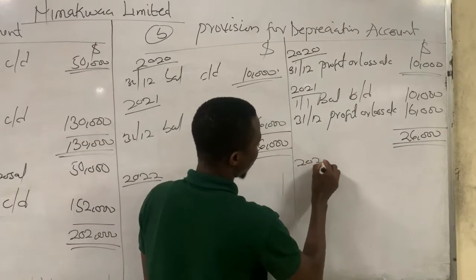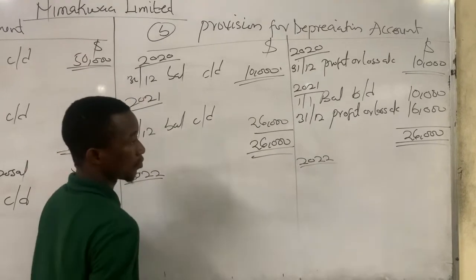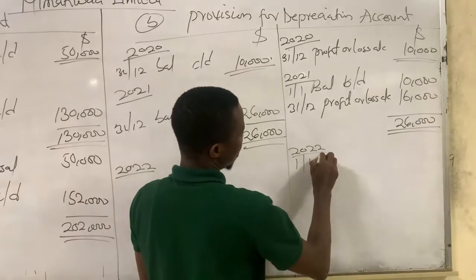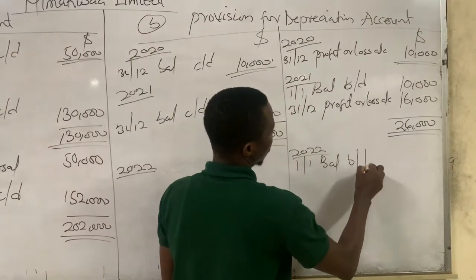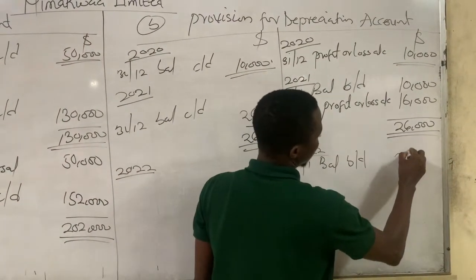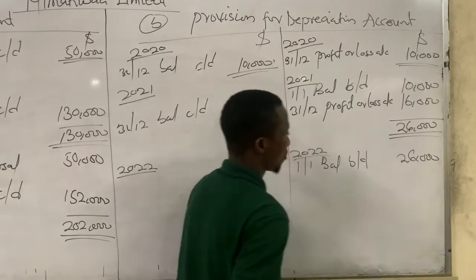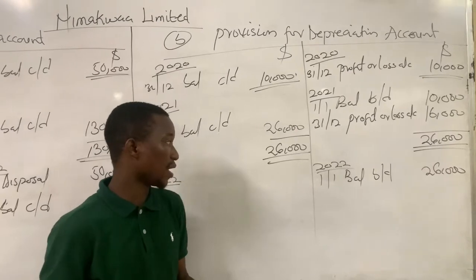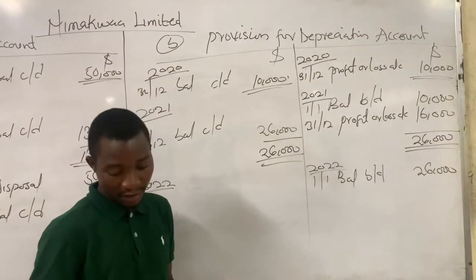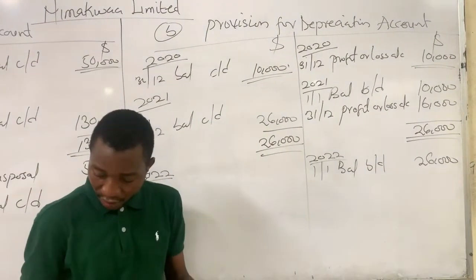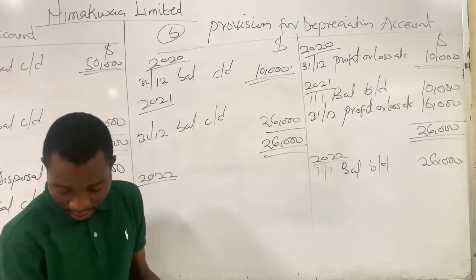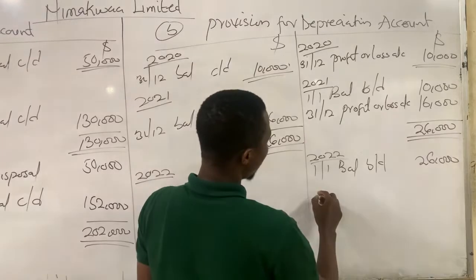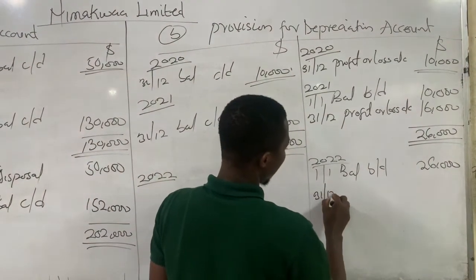2022, that is the final year. 2022, this current amount will come as balance brought down of 26,000. But mind you, in 2022, we had another annual depreciation. Is that okay? And the annual depreciation we had was 32,000. Is that okay? So that will be on the 31st of December.